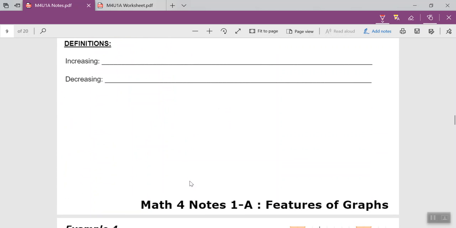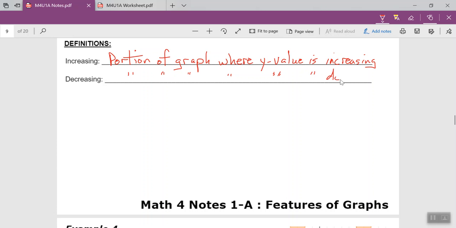All right, increasing and decreasing. That would be the portion of a graph where the y value is, oh, wait a minute now. I'm thinking of positive and negative. I'm getting ahead of myself here. The portion of the graph where the y value is increasing, and the portion of the graph where the y value is decreasing.